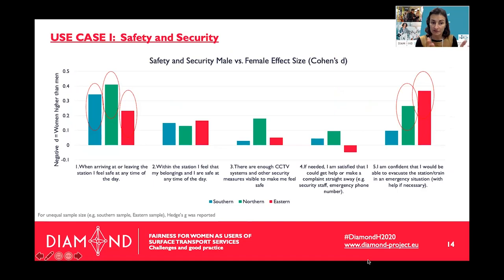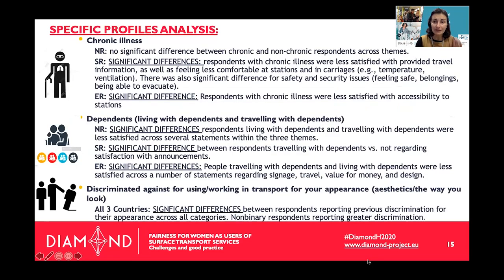So, for instance, for 'when arriving or leaving the station, I feel safe at any time of the day', females felt less safe in that situation. It's also interesting to look at other demographic characteristics, like people with chronic illnesses. For instance, in the Eastern European sample, we found that responders with chronic illness were less satisfied with the accessibility of the station and the services of the station.